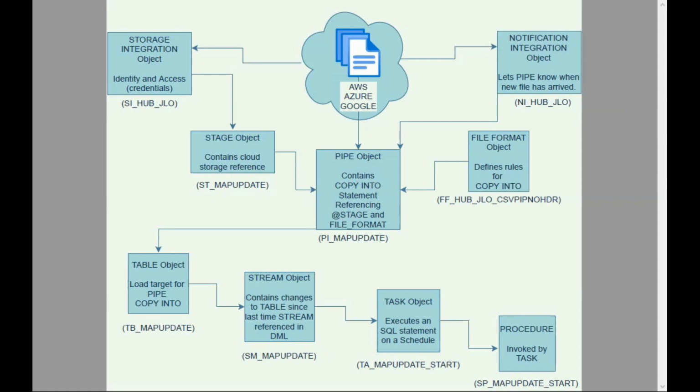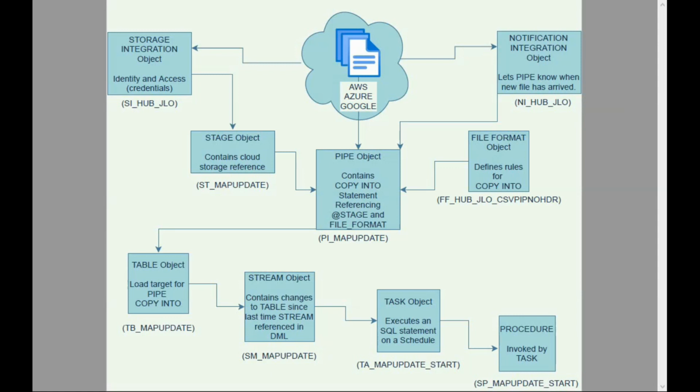The FF-hub JLO CSV pipe no header file format object defines the options in use for the pipe copy into command. Note that the file format can be referenced at the stage object as well to be used by all copy commands for a stage location. The SM mapUpdate stream object has been created referencing the TB mapUpdate table loaded by the Snowflake pipe. When the pipe inserts rows into TB mapUpdate, the stream SM mapUpdate will automatically track changes to the table.